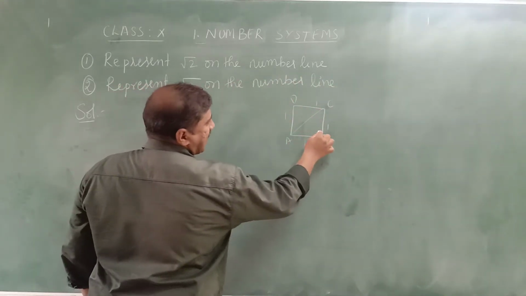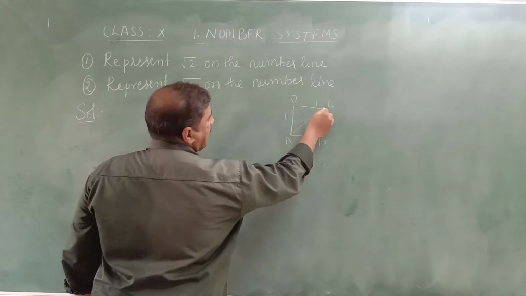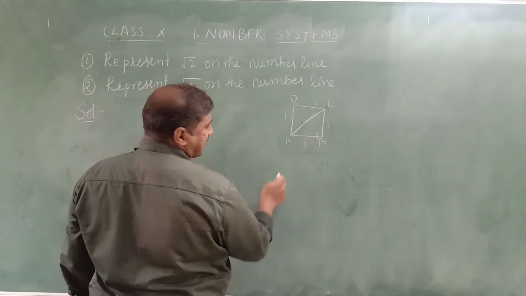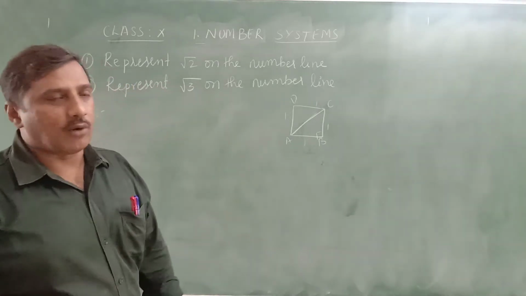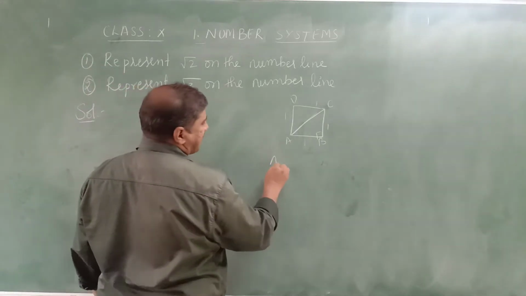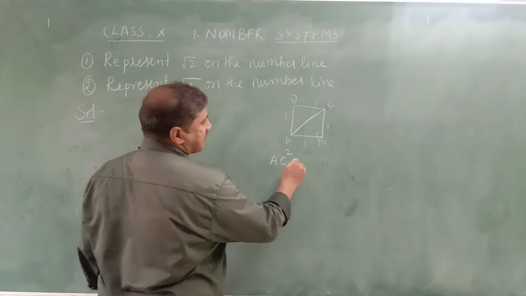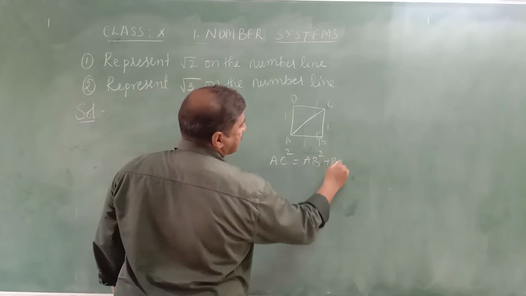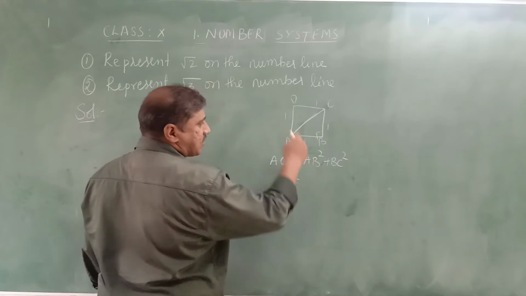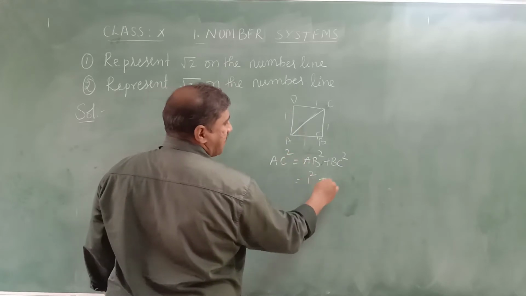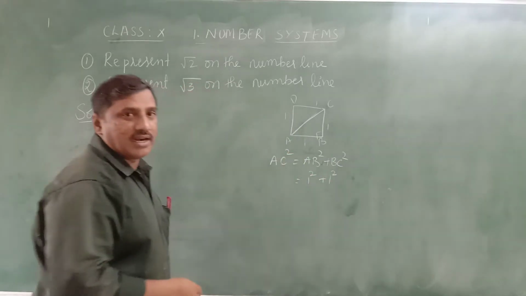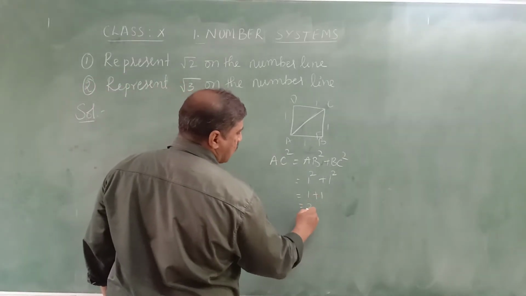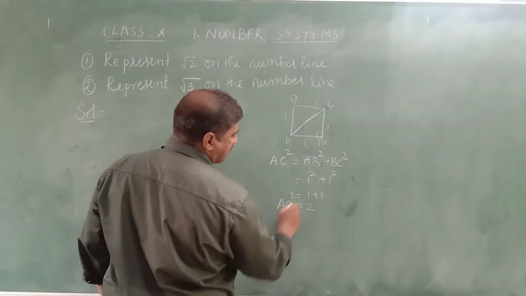Triangle ABC is a right angle triangle. In right angle triangle ABC, by using the Pythagorean property, AC square is equal to AB square plus BC square, where AB is 1 square plus BC is also 1 square, that is 1 plus 1, which is 2. So AC square is equal to 2.